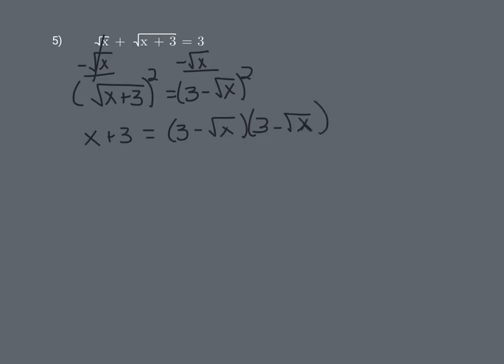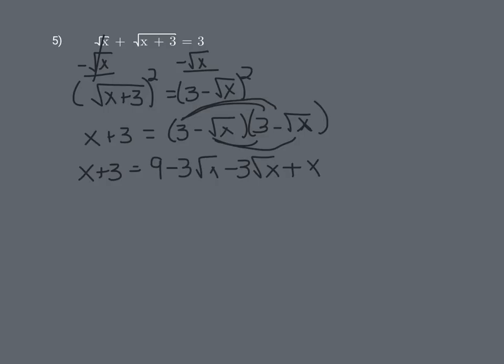Now, in this step when I square both sides of the equation, I haven't eliminated the radicals altogether because I still have these, but we'll worry about that in a minute. So let me first bring down this x plus 3, and then when I double distribute, I'll have 9 minus 3 radical x minus another 3 rad x, and then negative radical x times negative radical x. Well, a negative times a negative is a positive, and rad x times rad x is just x.